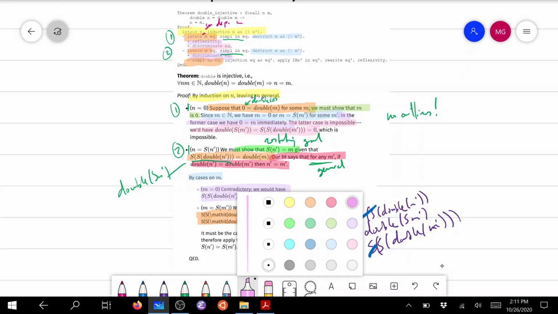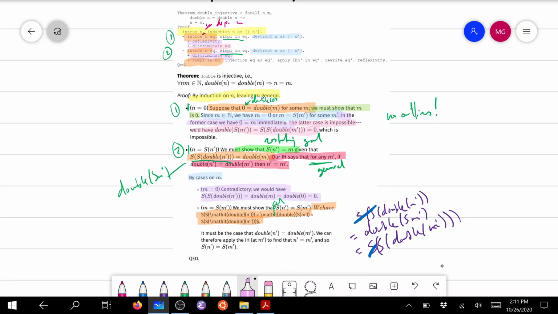So let me get you, nice little pink. Injection equals e prime, that's this. It must be the case that double n prime equals double m prime. Now, here, must be the case. That's a bit of boldness, right? Does your reader agree? And in this case, hopefully you do agree that to have s of double n prime equals s of double m prime, it really must be the case that the inside parts are equal.